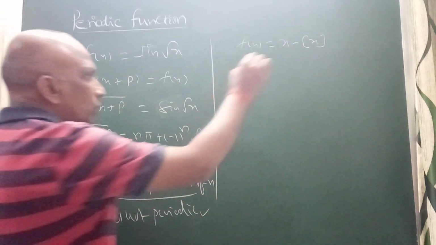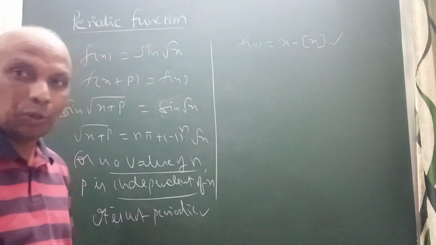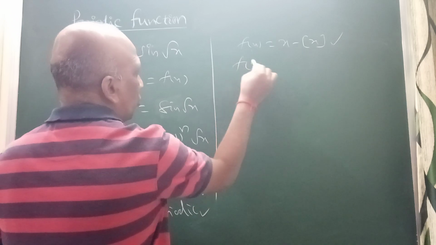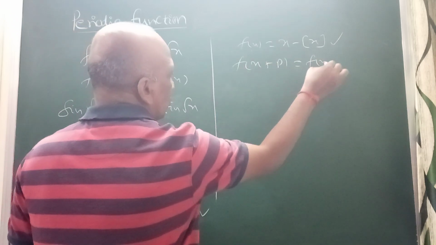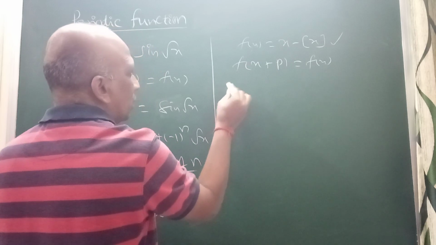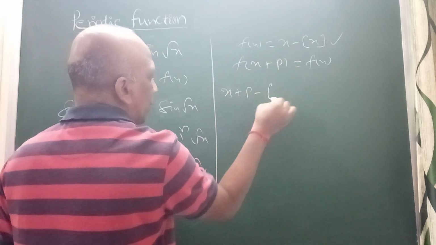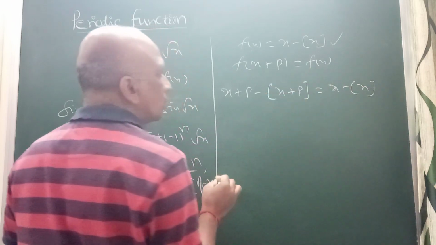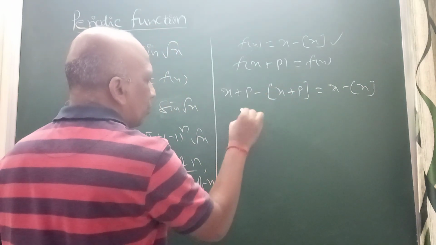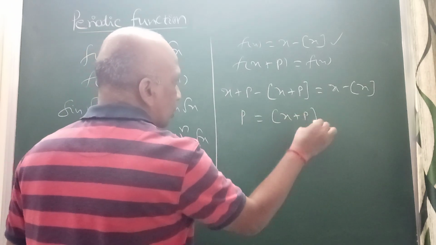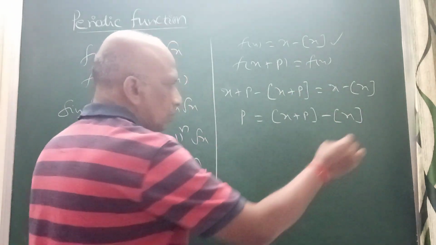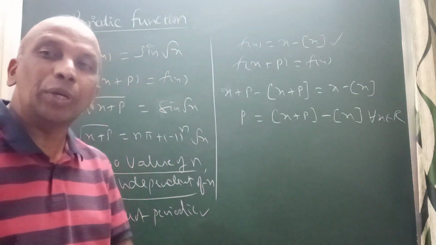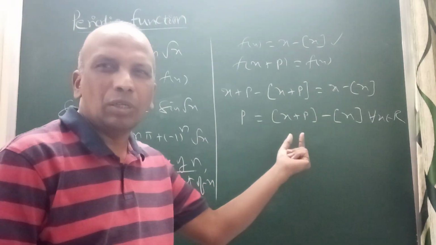Now here, think about this function: is it periodic or not? Even the same concept you can apply here. So I can write f of x plus p is equal to f of x. Then x plus p minus step of x plus p is equal to x minus step of x. So now I can write p is equal to step of x plus p minus step of x, for all x belongs to R.